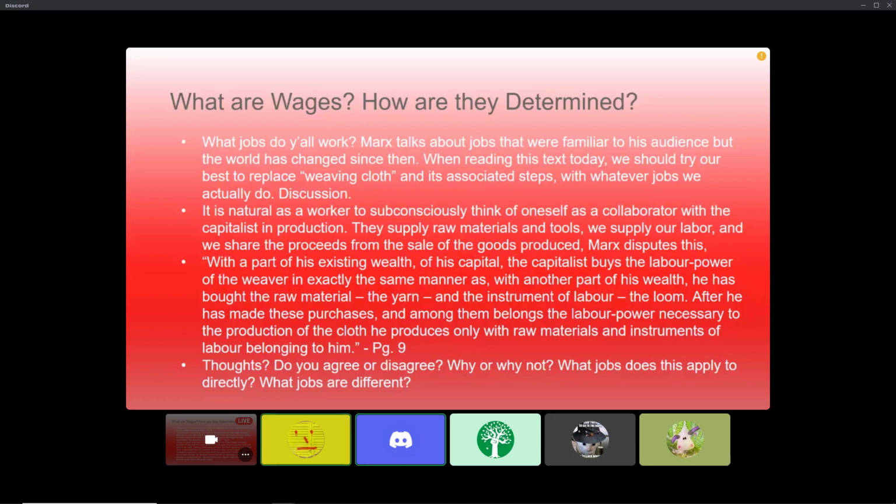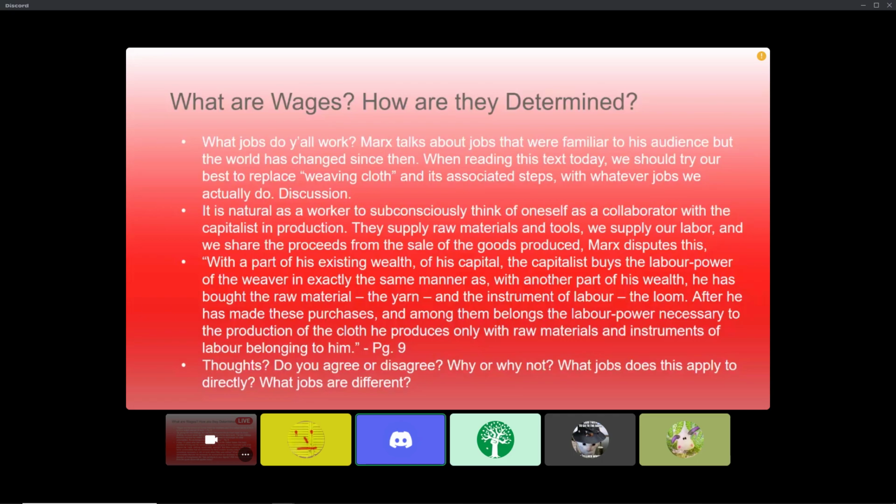So it's pretty natural for us as workers to subconsciously think of ourselves as collaborators with the capitalist in production. They bring the raw materials and tools to the table, we bring our labor, and we split the proceeds from the sale of the goods produced. I think that's most people's subconscious understanding of how this system works.